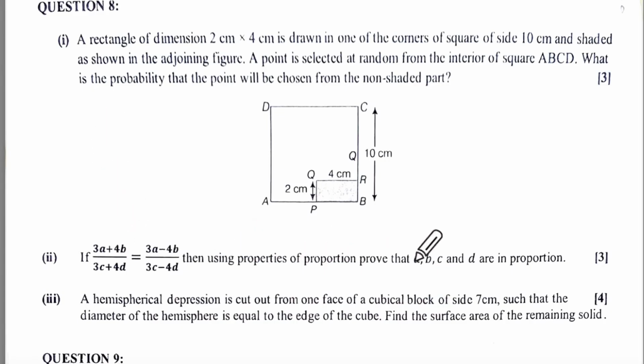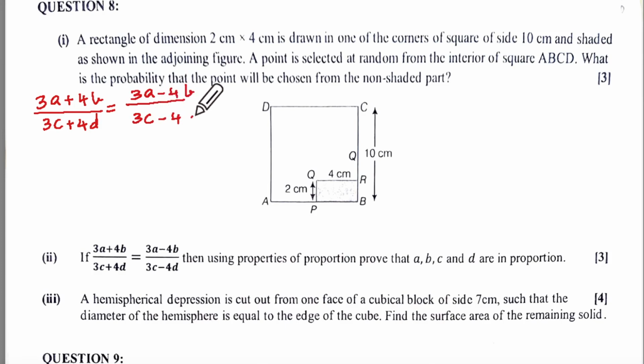Using properties of proportion, you have to prove that A, B, C, D are in proportion. So you have to write 3A plus 4B. When I gave you all this to write, I saw some children making a little technical mistake. So this is 3A minus 4B and this is 3C minus 4D. If I have to use the properties of proportion, don't sit and cross multiply this. You must have A and B one side and C and D that side. So you will have to do this.